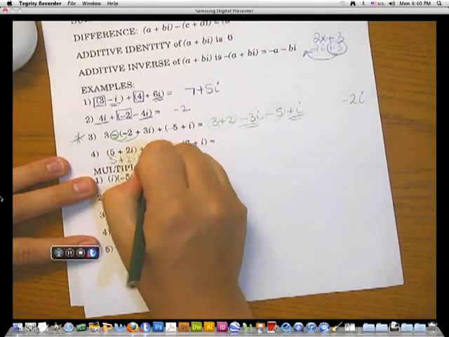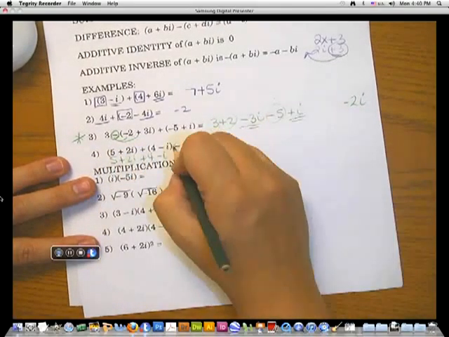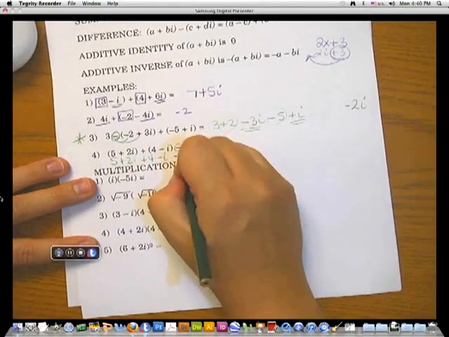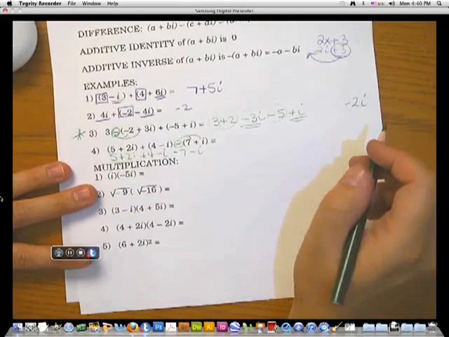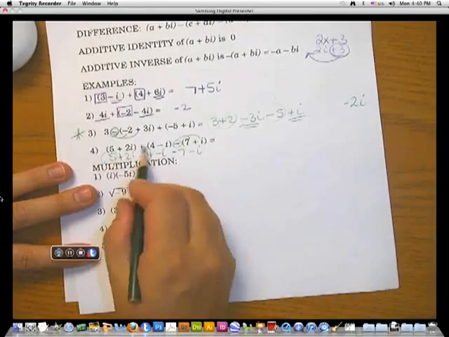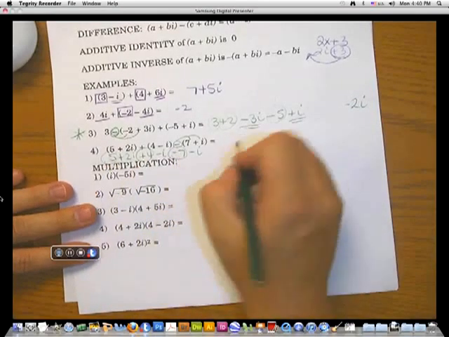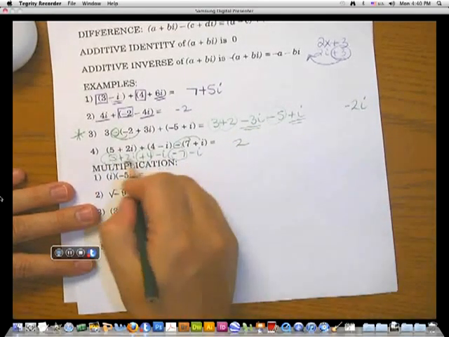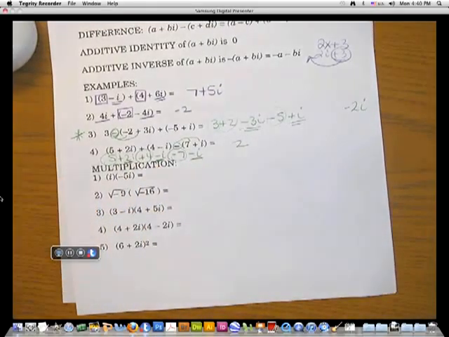On number 4, the plus we don't matter, but the negative we distribute, so -7, -i. We put the real parts together, and then we put the imaginaries, and in this case, they go away.